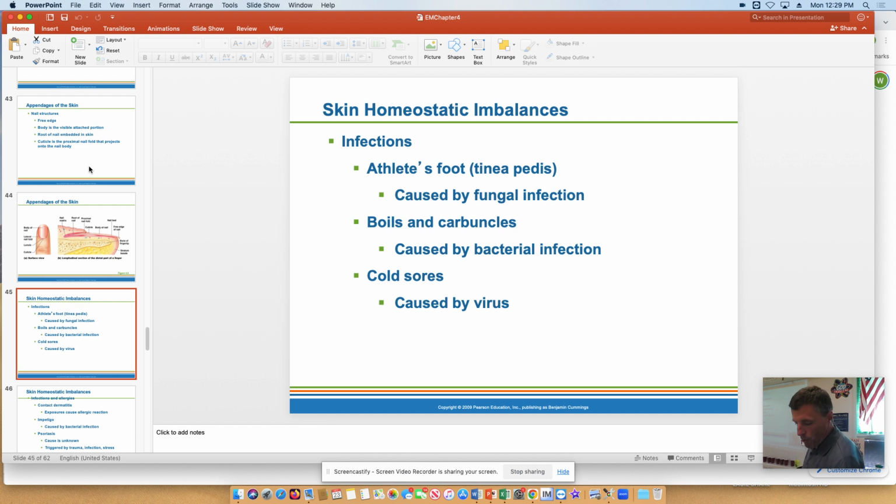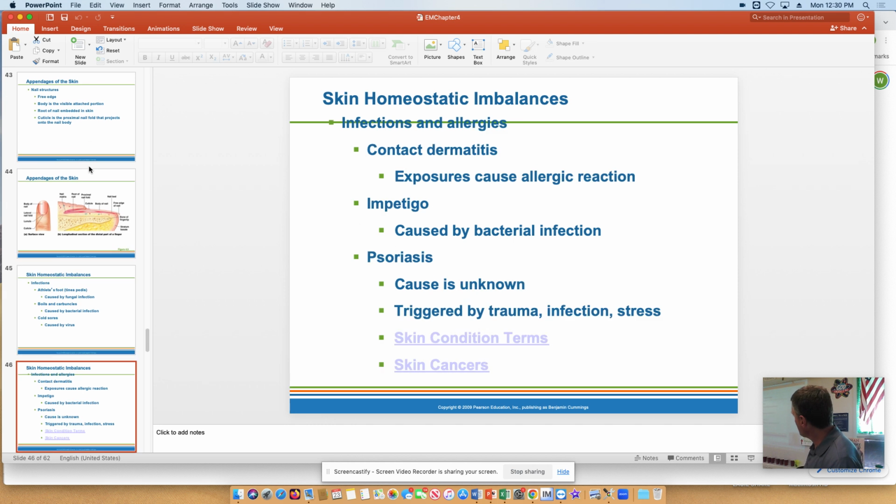Okay, so back to this, these are some common imbalances. Infections and allergies, things like, then we can have contact dermatitis, and that means that something's actually touched your skin that causes a reaction. So what does itis mean? Anything that ends itis. Arthritis, tendonitis, diverticulitis.